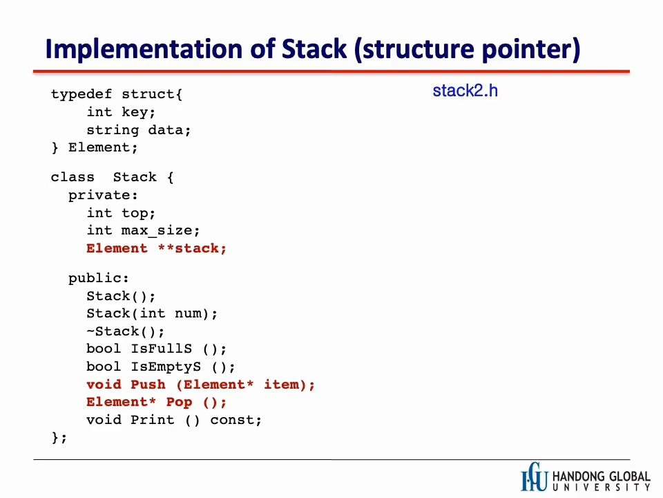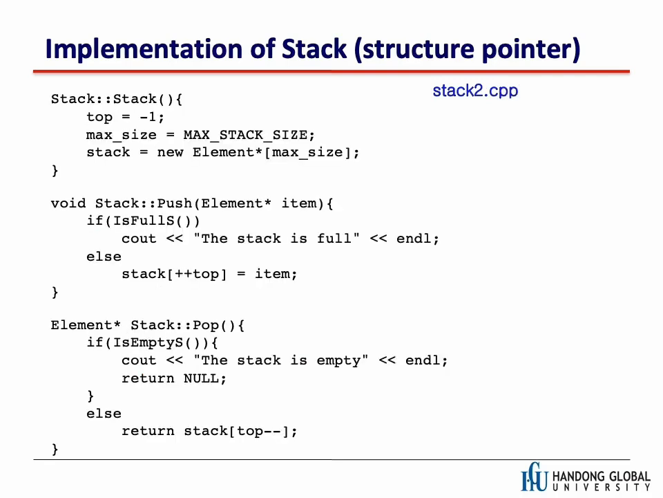We have isFull and isEmpty, and we have push and pop functions. Push and pop will pass the element pointer, and it will get element pointer. So instead of passing the structure instance itself, if the element is really a big structure, then whenever we pass one element, we have to copy everything. So it takes a lot of time. Instead of that, we just use a pointer. That's better. This implementation is slightly different from the previous implementations. And then we have print functions.